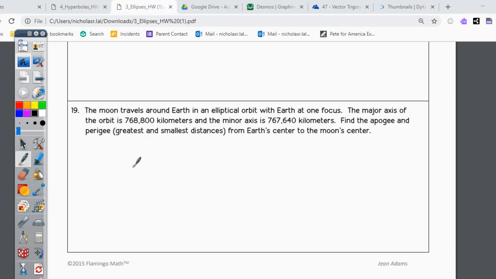So here's what we have to do. We have to draw the orbit of the moon and then draw the Earth. So this is our orbit. The moon travels in an elliptical orbit, and the Earth is at one focus. So here is the Earth at a focus. Okay, that's the Earth. And the moon is orbiting around this focus.